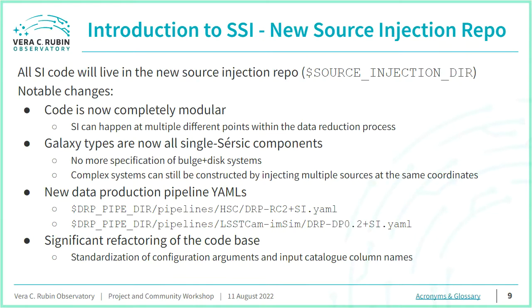We have a number of new pipeline YAMLs. In the Gen 3 world, everything lives in pipelines. We have a HyperSuprime-Cam pipeline, and we have an LSSTCam imSim pipeline right now. These are very trivial to set up. There's no reason why we can't add, for example, a DECam pipeline to inject synthetic sources into DECam imaging, so that's something we can certainly look into if there's interest. And the last point there is, again, that the code has been significantly refactored to make it simpler and easier to maintain, and hopefully logical to those who want to dive in and understand exactly what's going on. Okay, next slide, please.